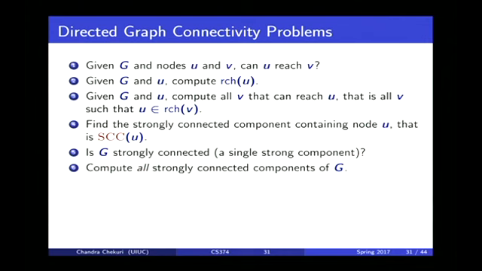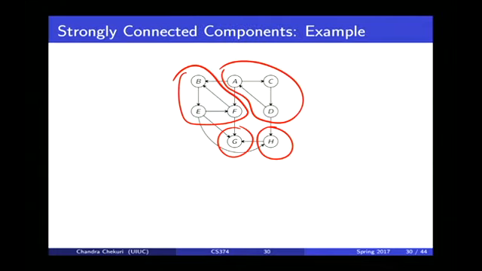Okay? So remember, there are strongly connected components, right? I want to know what is the strongly connected component containing u. For example, if I give you this graph and I say a vertex B, you have to tell me B, E, F are the three vertices in the strongly connected component.